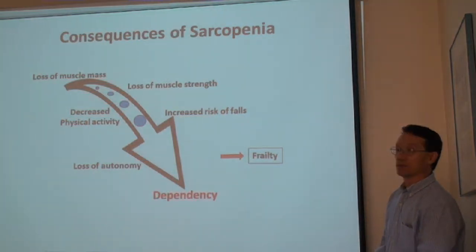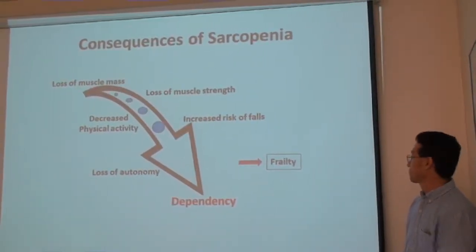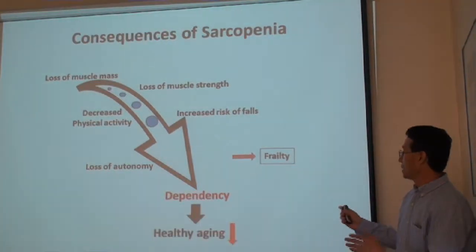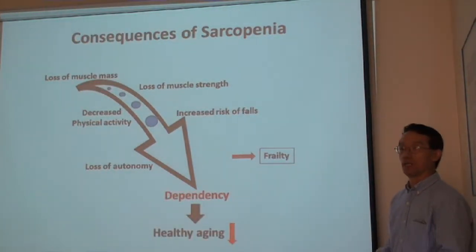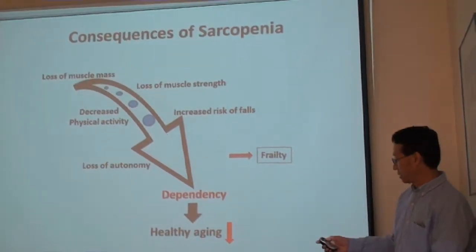And this leads to dependency of the old people, not necessarily patients. So all of these contribute to the decline of healthy aging. That's the overall consequence of this sarcopenia.